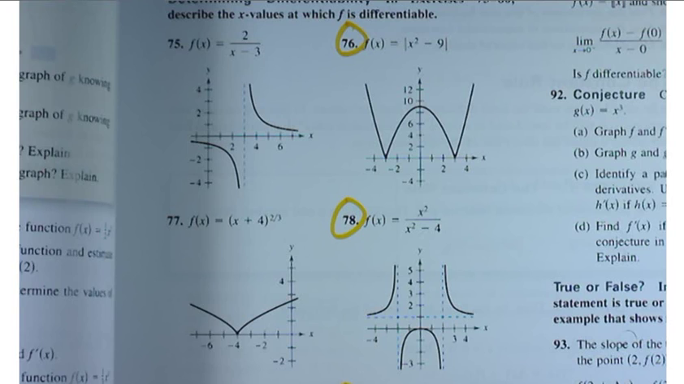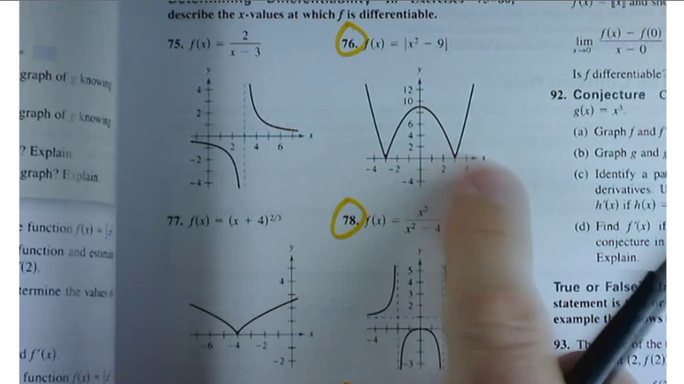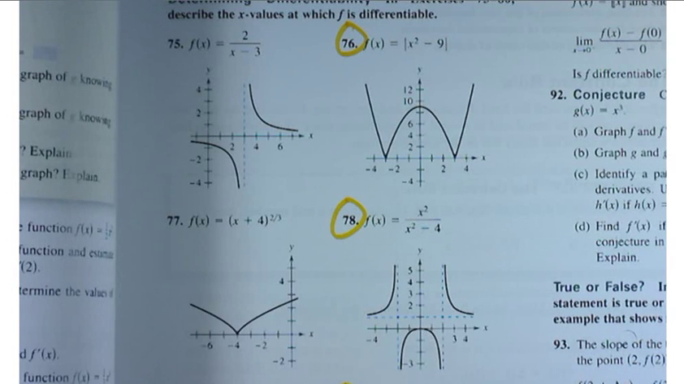How about the first one, problem 76? Where's that not differentiable? Yeah, plus and minus 3, because you've got corner points here. You should be able to see that the graph has these sharp points. And when that's true, your function's not going to be differentiable. So x is plus or minus 3.